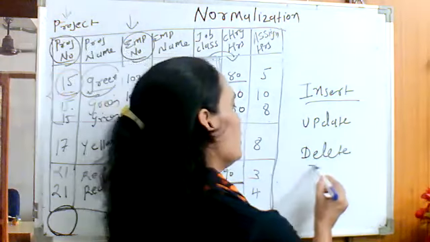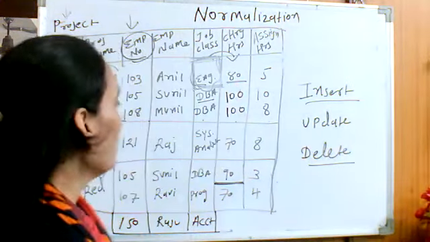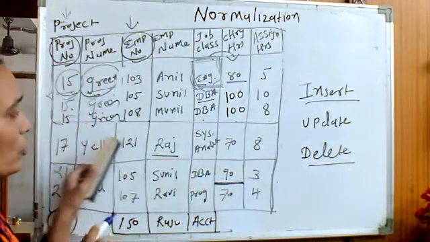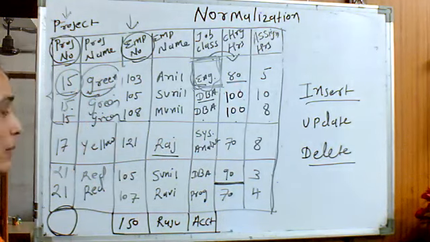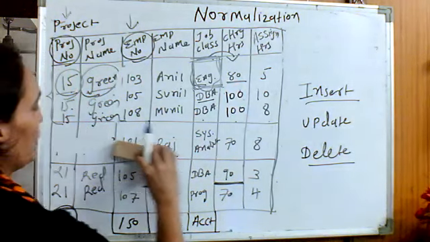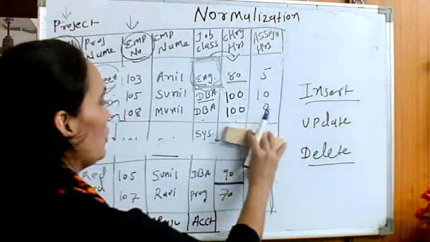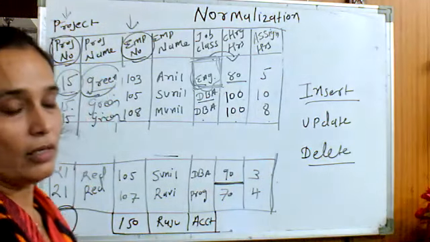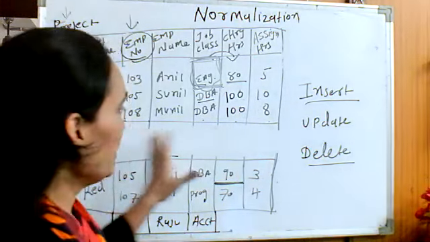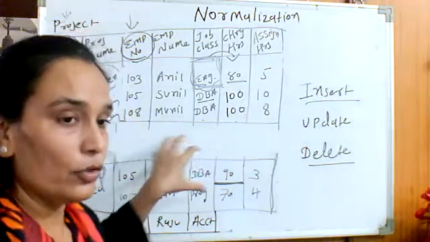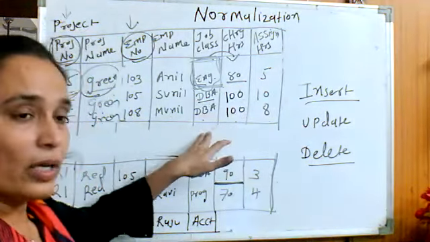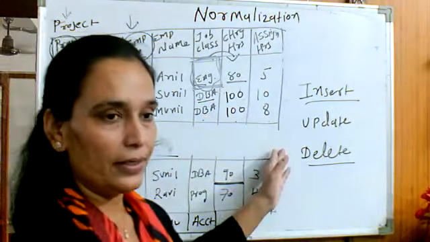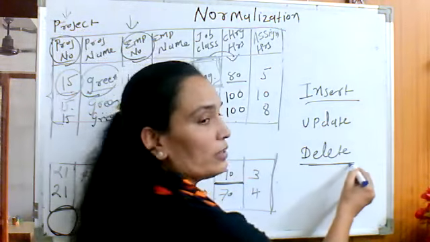Next problem is delete problem. For example, we have one employee, Raj, who is going to leave our company. Means he is leaving his job. Then I have to delete this data. When I delete his record, I have deleted all the information related to Raj plus his job class plus project name, everything will be deleted. So it is called deletion problem.